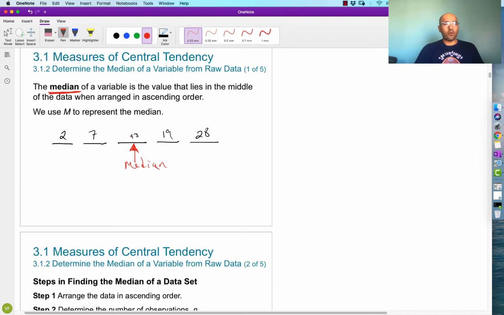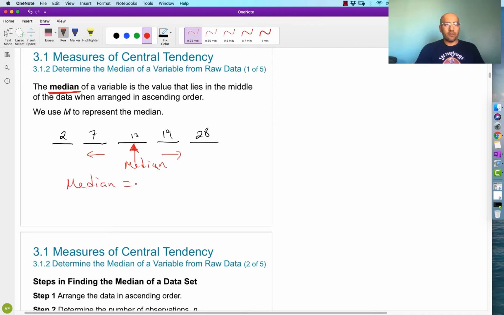When we put them in order, the one that's right in the middle. Notice that there are 2 numbers this way, and there are 2 numbers that way. So it makes sense that that one has to be in the middle. Good? And that has nothing to do with the actual values. The 13 is the median, right?